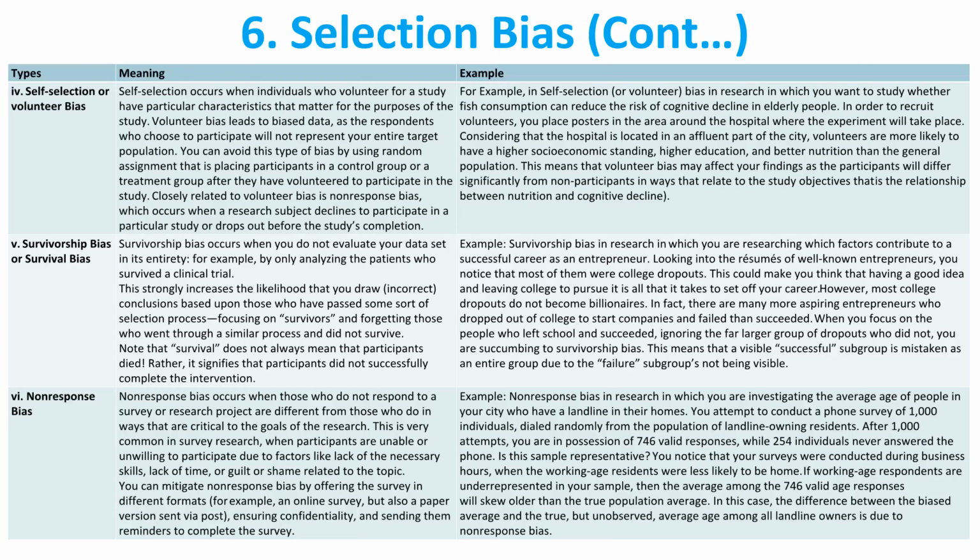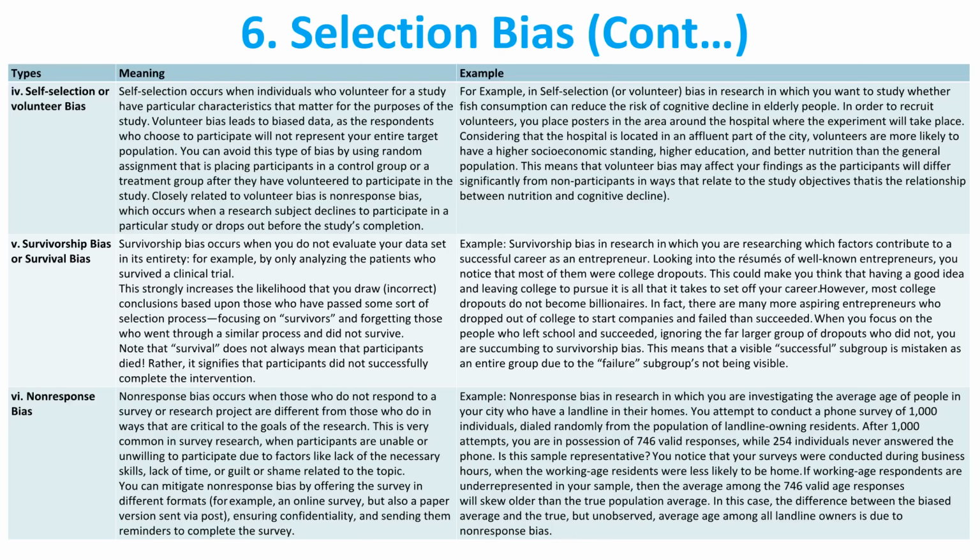This means that a visible successful subgroup is mistaken as an entire group due to the failure subgroups not being visible. Non-response bias occurs when those who do not respond to a survey or research project are different from those who do in ways that are critical to the goals of the research. This is very common in survey research, when participants are unable or unwilling to participate due to factors like lack of the necessary skills, lack of time, or guilt or shame related to the topic. You can mitigate non-response bias by offering the survey in different formats, for example, an online survey but also a paper version sent via post, ensuring confidentiality, and sending them reminders to complete the survey.